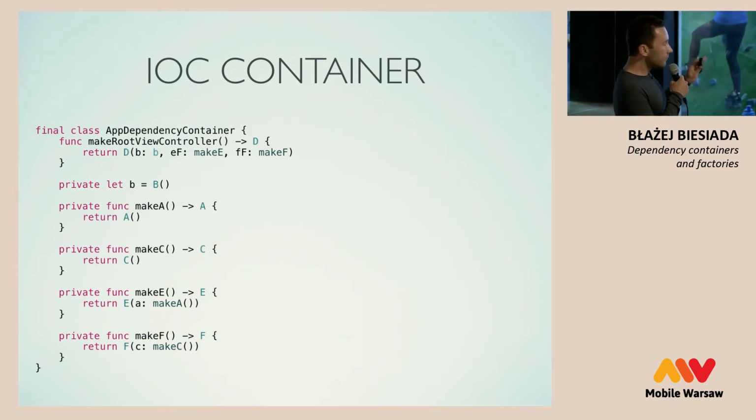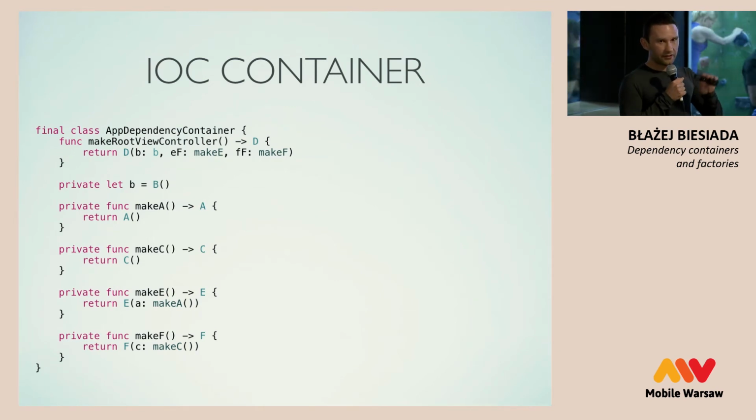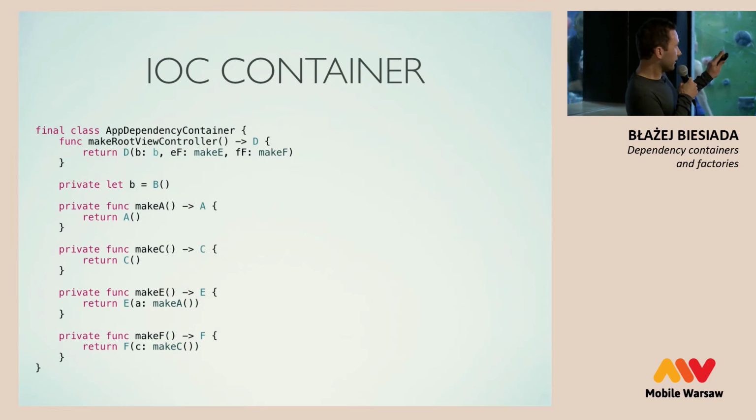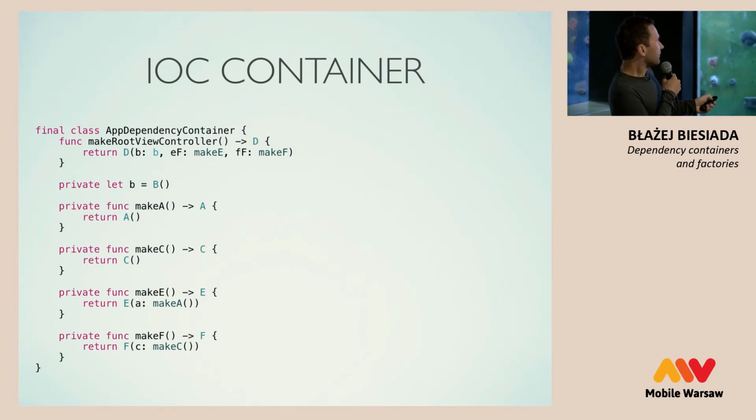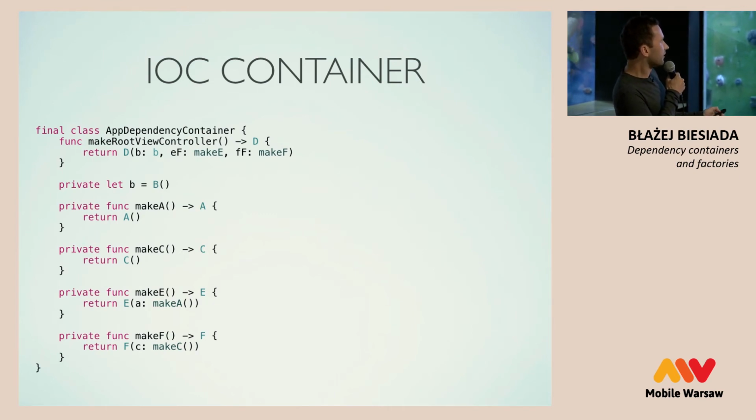A simple dependency container following the principles that I described would look like this. It would be one class. You could probably create this class in the app delegate and then use it. The only public method it has is make root view controller. So from the outside world, this class exposes only this method and returns object D. And inside this class, all those private methods are a kind of configuration of dependencies within your application.